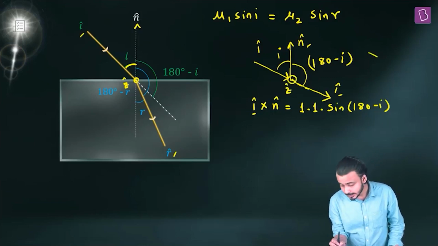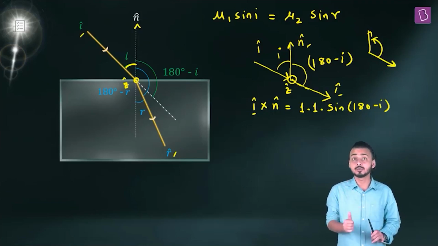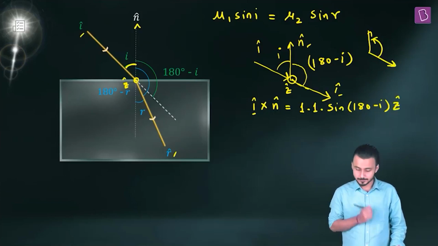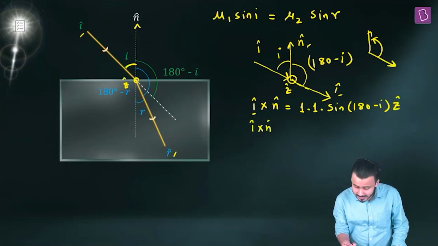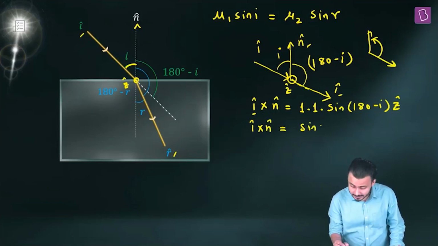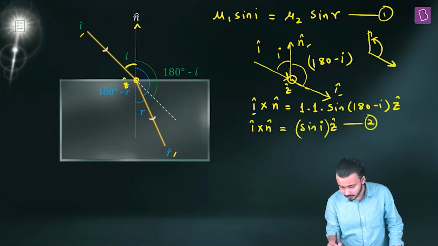Correct? I cap cross N cap. Curl it like this, then the thumb will point outward, towards the outward normal. So it is Z cap. Correct? So I cap cross N cap will be equal to sine of 180 minus I, which is sine I, times Z cap. Let's say this is equation number 2.